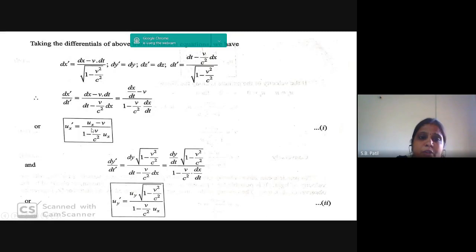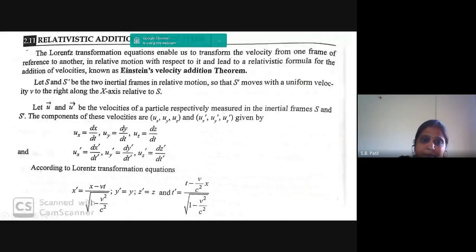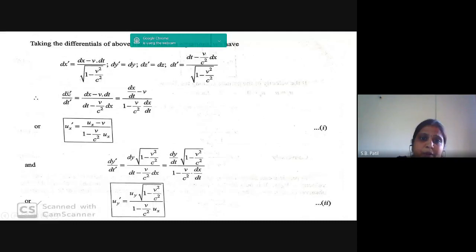Then we differentiate the above equations. So we get dx prime is equal to dx minus v dt upon square root of 1 minus v square upon c square. Then dy prime is equal to dy, dz prime is equal to dz, and dt prime is equal to dt minus v upon c square into dx upon square root of 1 minus v square upon c square. Then we have to calculate dx prime by dt prime, dy prime by dt prime, and dz prime by dt prime.